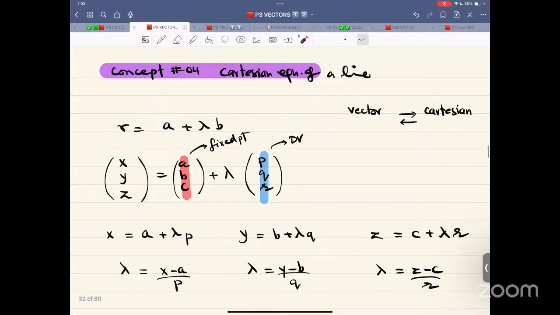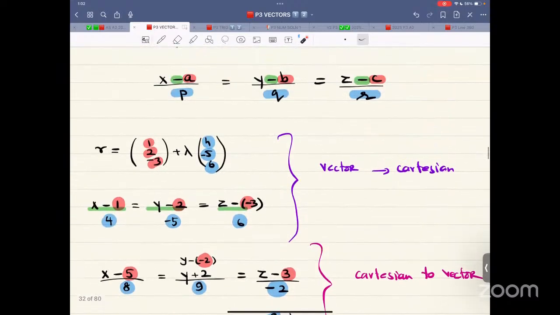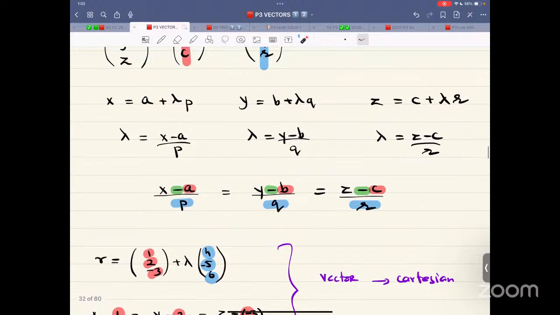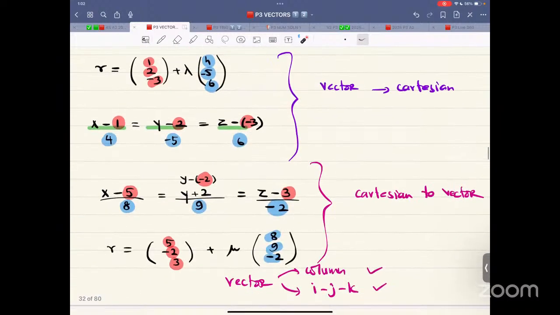Cartesian equation of a line. Let me just tell you the basic. That is the direction vector, it will go down in the denominator. X minus something, Y minus something, Z minus something. So we will write the X coordinate, Y coordinate, Z coordinate. Direction vectors in the denominator, minus, minus, minus, the X, Y, Z coordinate of the fixed point. Very simple.